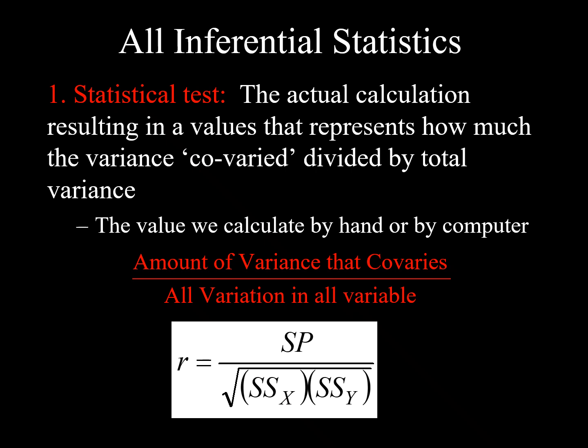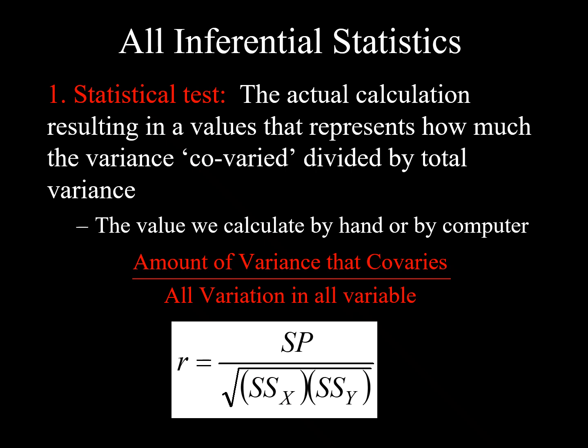This is the actual calculation resulting in a value that represents how much the variance covaried divided by the total variance. So again, when we talked about correlation, we were talking about the fact that a correlation is the sum of products divided by the square root of the sum of squares x and the sum of squares y. Or, in simple terms, the amount of variance that covaries divided by all the variance in that variable. This is going to be the same for all inferential statistics.